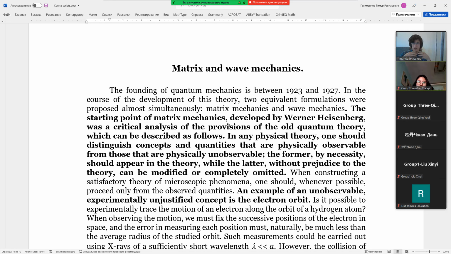He critically analyzed the experiments on quantum mechanics, not experiments. He critically analyzed the whole view of the world at the microscopic scales, and he said it's not only his idea, but he applied this idea that in any physical theory, one should distinguish concepts and quantities that are only physical observables, and only these quantities and concepts should be accounted for in a physical theory. Unobservable quantities that you cannot measure in principle should be omitted.